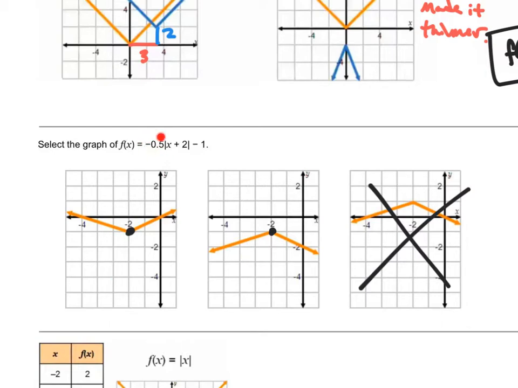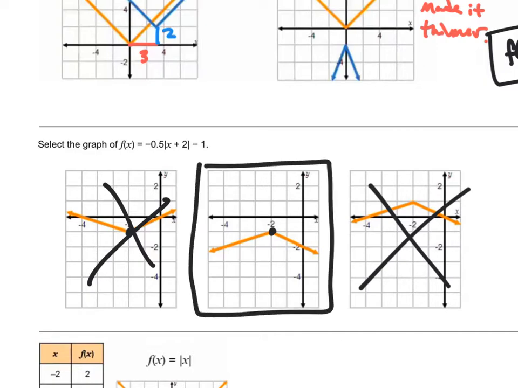Notice that the leading coefficient, that -0.5, is negative. Because it's negative, it's going to open down. So you can get rid of this one as well. So this is your answer. Okay?